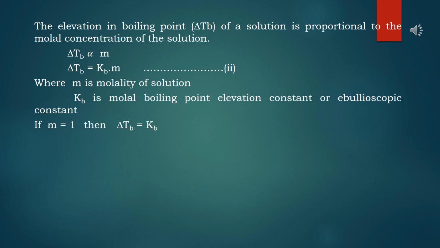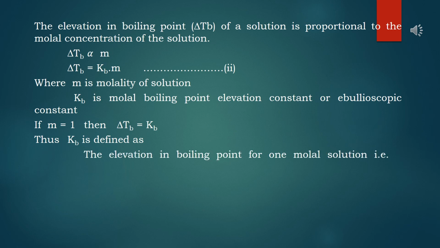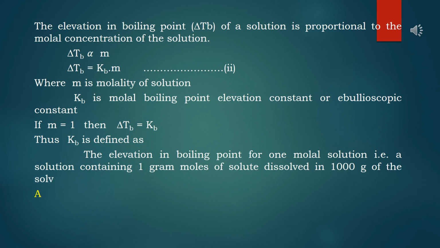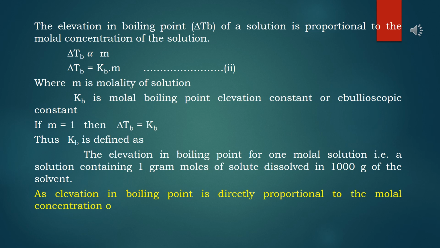Thus, we can define Kb as the elevation in boiling point for a 1 molal solution, that is a solution containing 1 gram mole of solute dissolved in 1000 gram of the solvent. As elevation in boiling point is directly proportional to the molal concentration of the solute, it is therefore a colligative property.